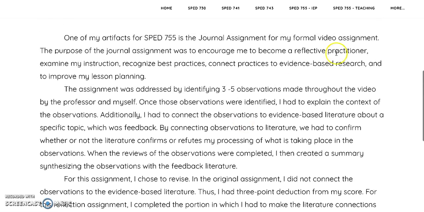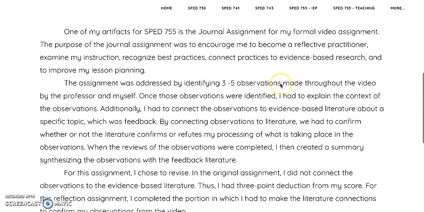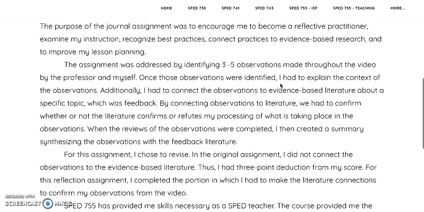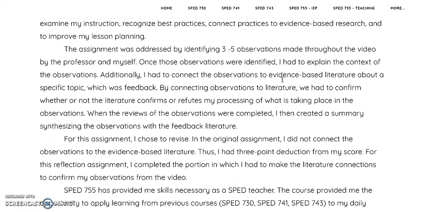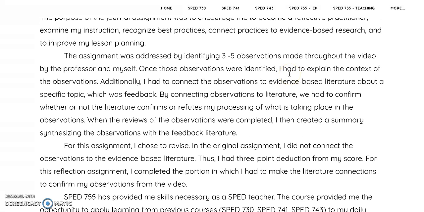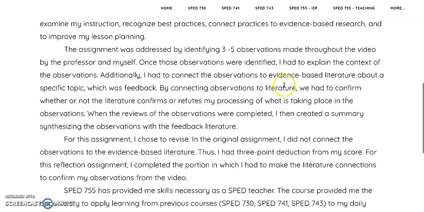Now, in general, from all 3 of these artifacts, I learned a great deal about reflection and knowing that there are evidence-based practices out there that do back up, like feedback, for example. And also, it provided me a great opportunity to reflect and learn more on how to be a better practitioner in education.